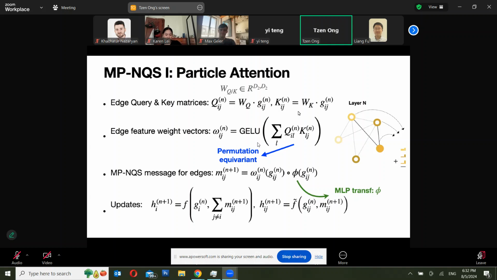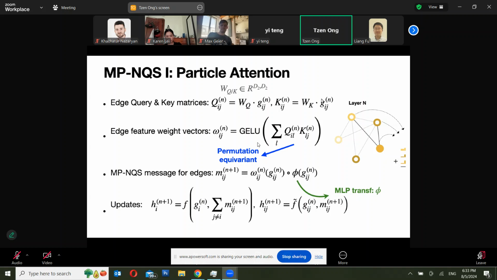So GIJ, okay. The main crux of MP-NQS is this attention mechanism for the interaction or the edges between the particles, and these interaction features are encoded in GIJ. There is some matrix WK and WQ that transforms these GIJs into some optimal linear superposition.